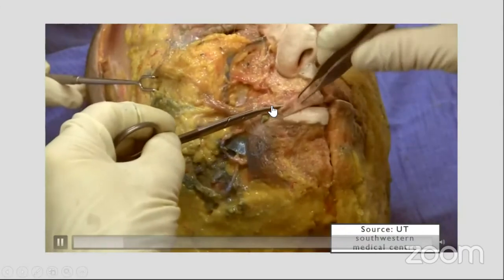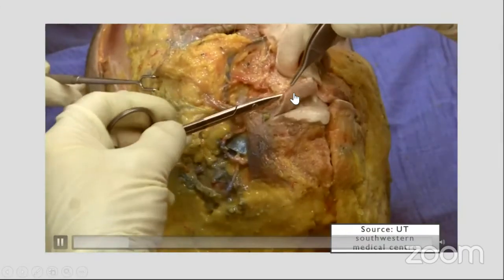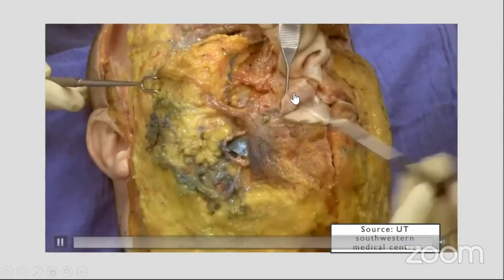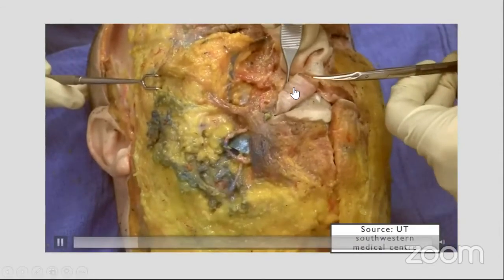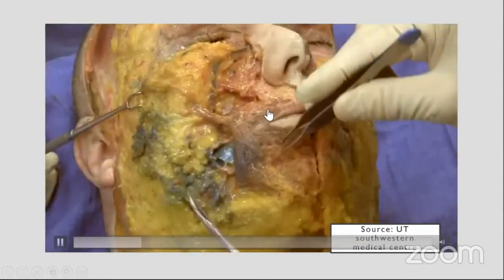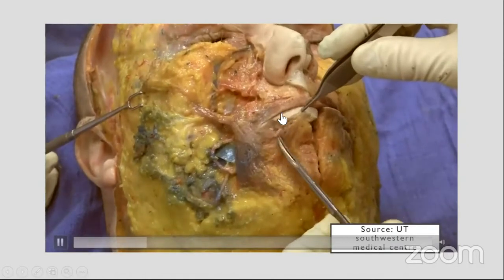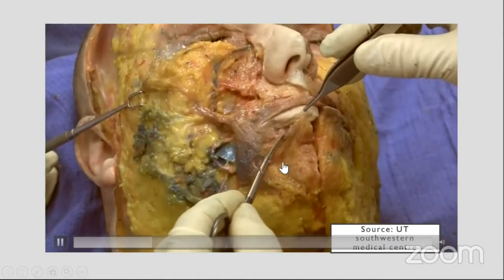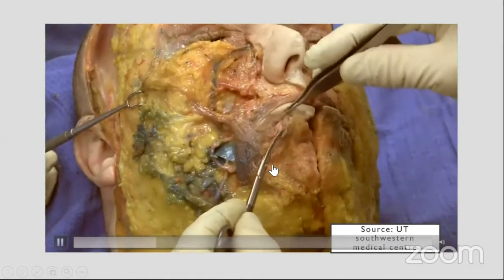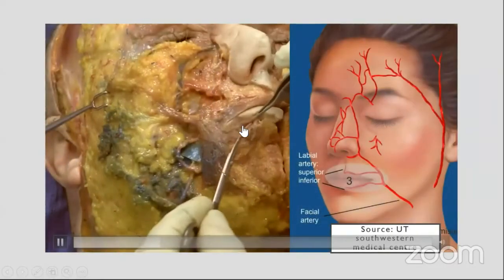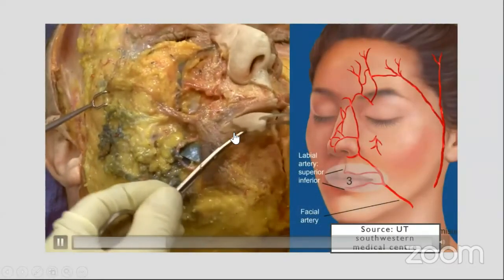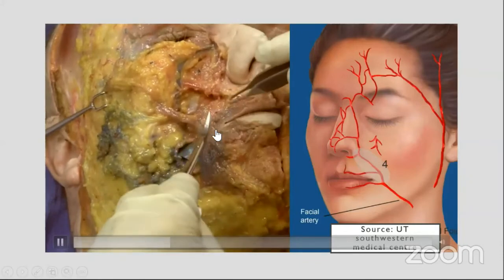Here, this artery is being seen, the superior labial artery, which is deep to the orbicularis oris, and it lies at the junction of dry and wet vermilion. And the inferior labial artery here lies deep to the depressor labii inferioris, which I had shown in the previous slide. And it lies superior to the mucosa. So it's between the mucosa and the DLI muscle.